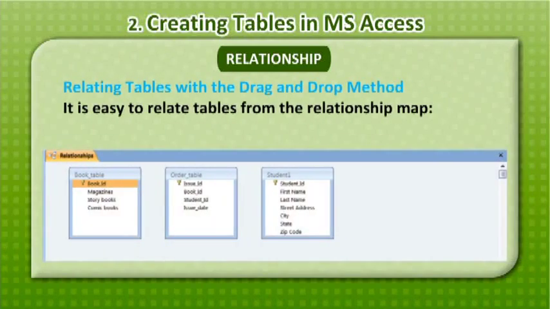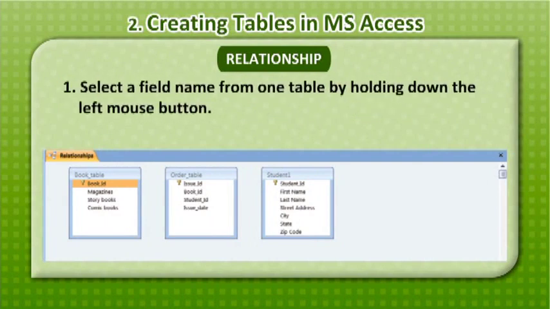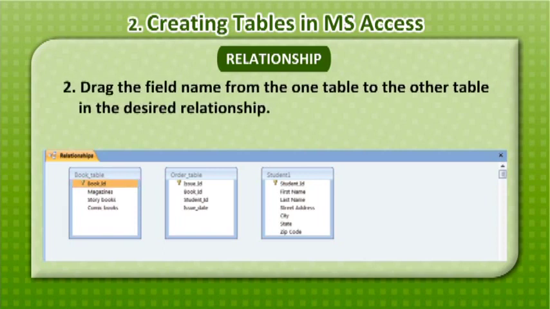Relating tables with the drag and drop method. It is easy to relate tables from the relationship map. 1. Select a field name from one table by holding down the left mouse button. 2. Drag the field name from one table to the other table in the desired relationship.